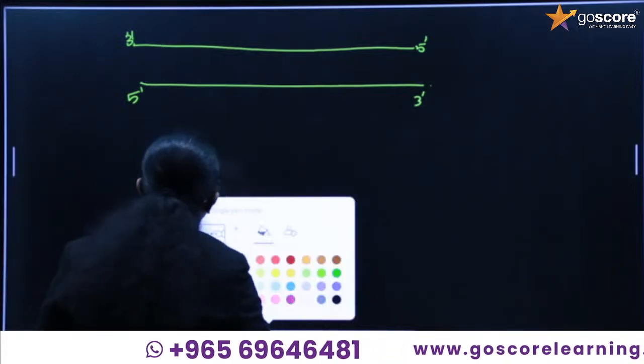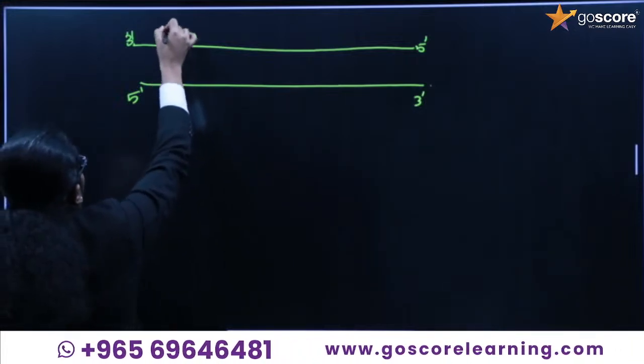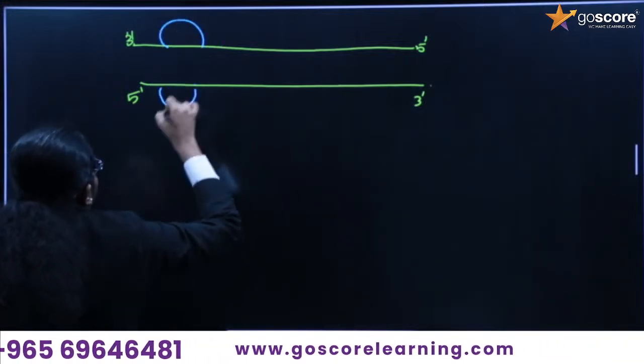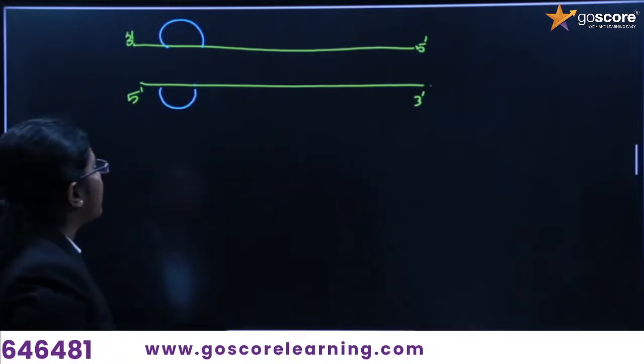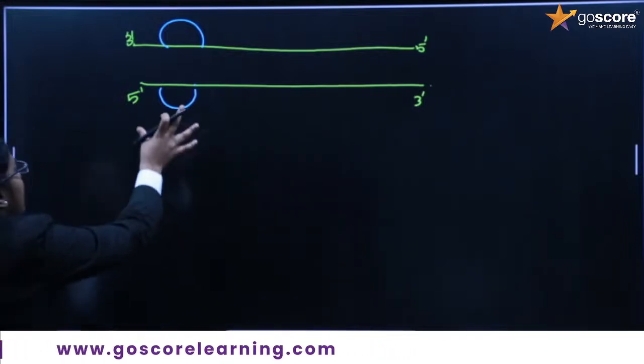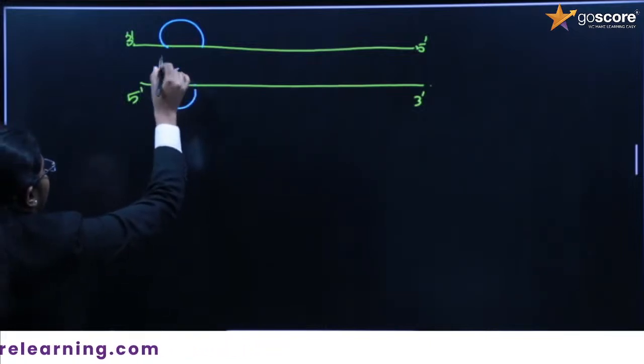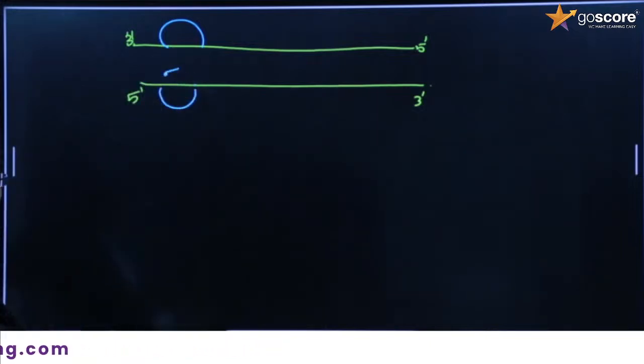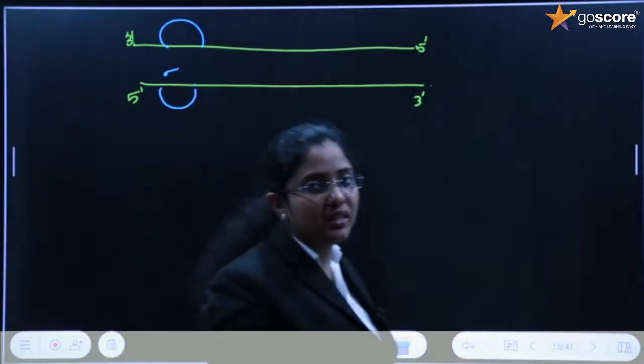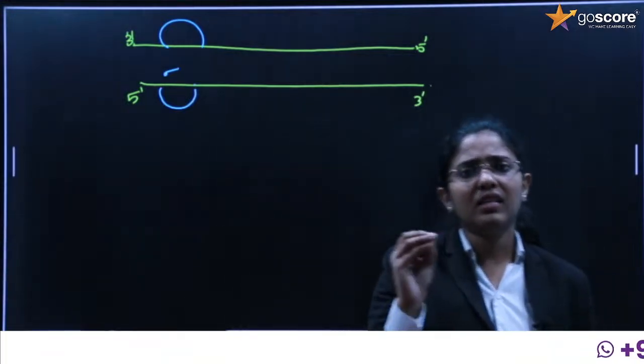Initiation step, what happens? Our polymerase enzyme comes and binds and scans for the promoter site, and it understands that this is the site of the promoter, and there is a sigma factor. The sigma factor will come and bind to the promoter region.